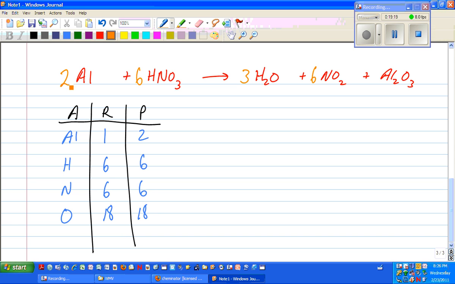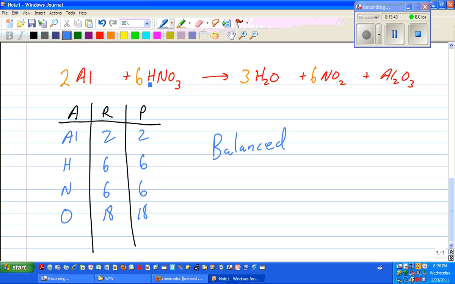So let's go ahead and put a 2 out in front of that. That's going to change this to a 2. And yay, we're balanced. Let me double check this just to be sure. 2 aluminums, check. 6 hydrogens, 2 times 3 gives me 6 hydrogens, 6 nitrogens, 18 oxygens.